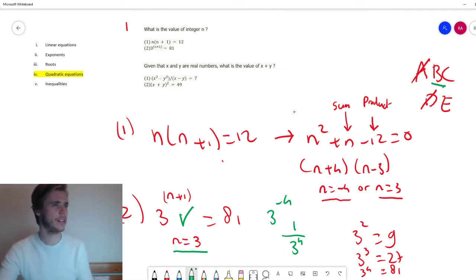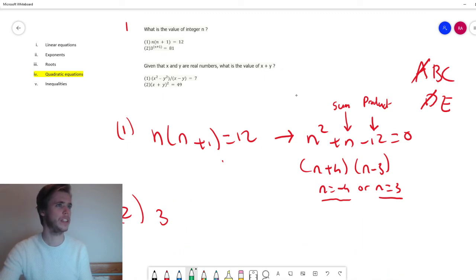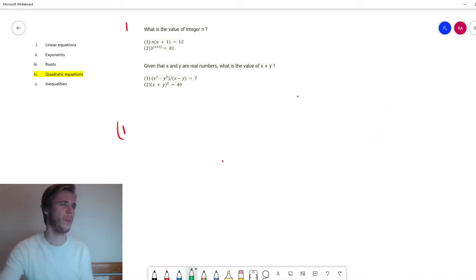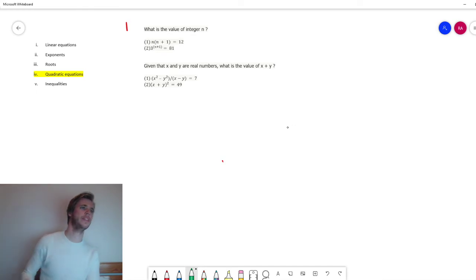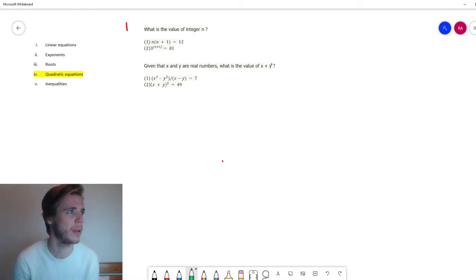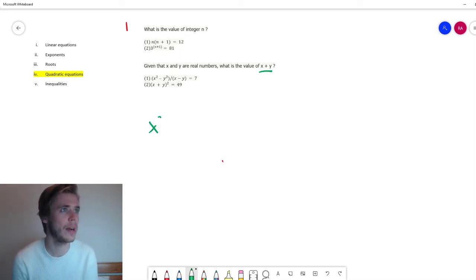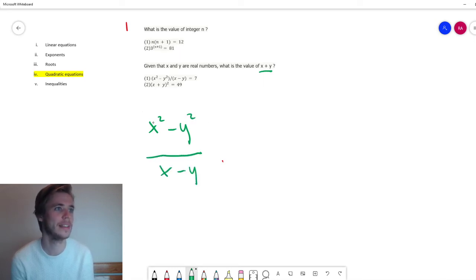Okay, let's go to the second question. Given the value of x and y are real numbers, what is the value of x plus y? So can we calculate this? Okay, the first statement is x squared minus y squared divided by x minus y.